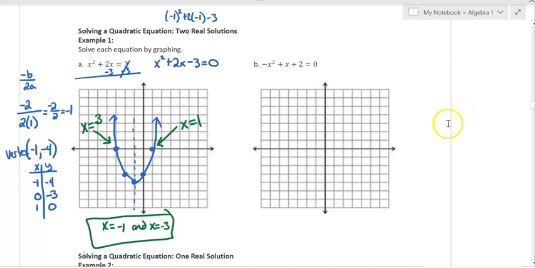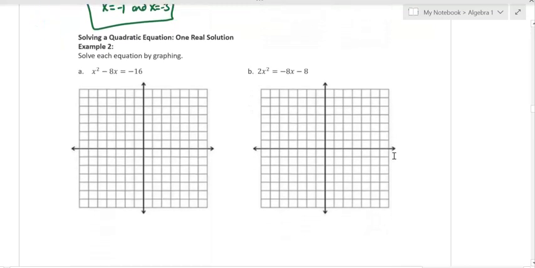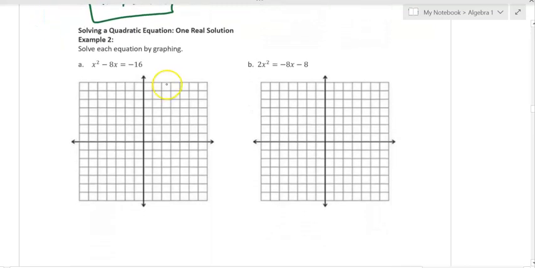Okay, so let's go ahead and try the next one. Once again, we can move the 16 back over. So I get x squared minus 8x plus 16 equals 0. There are many different ways to graph. We could find the vertex using negative b over 2a because it's in standard form. You could also factor this, and if you factor it, you get it into intercept form.